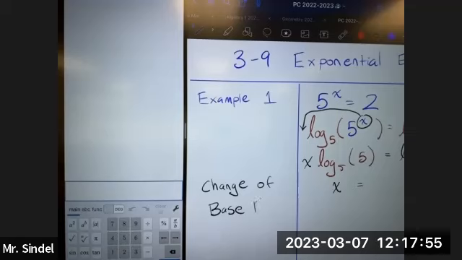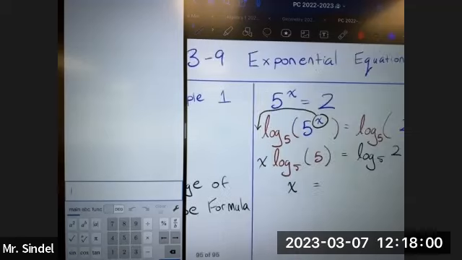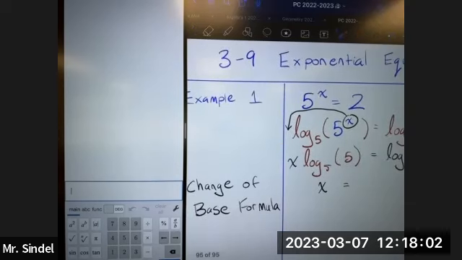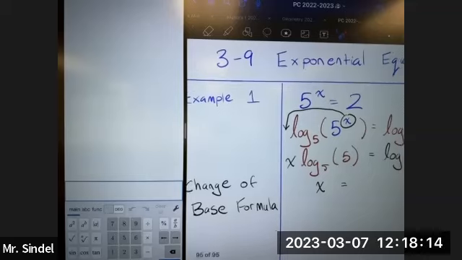Change of base formula. The change of base formula allows you to convert that base of 5 into any base that you want. And because calculators typically have a base of 10, and if you want to use the natural logarithm, a base of e, let's change it into a base of 10, right? Here's how you do that.